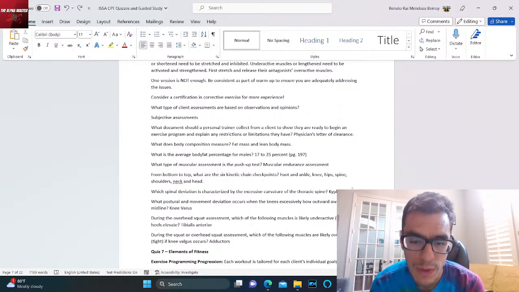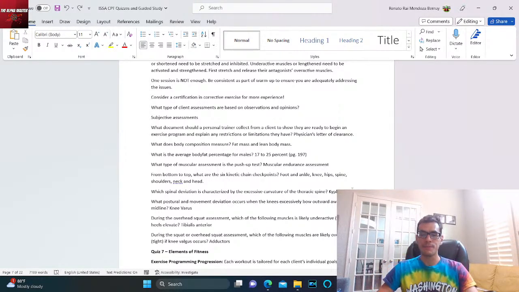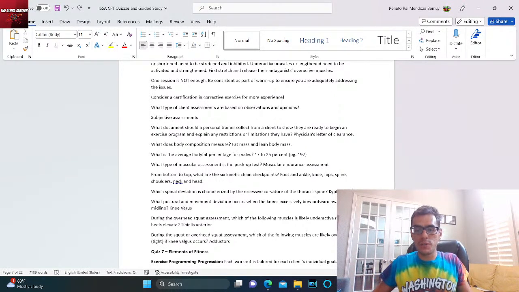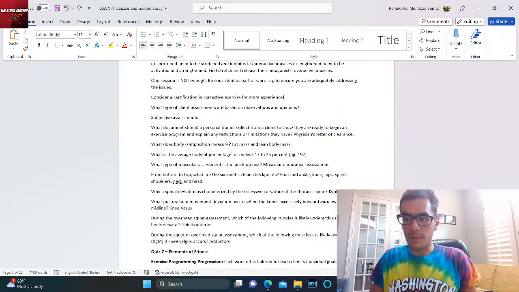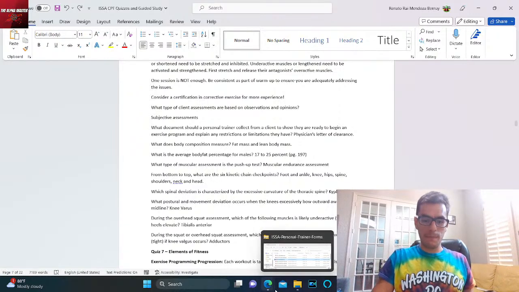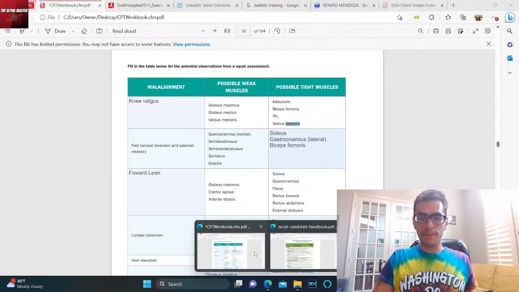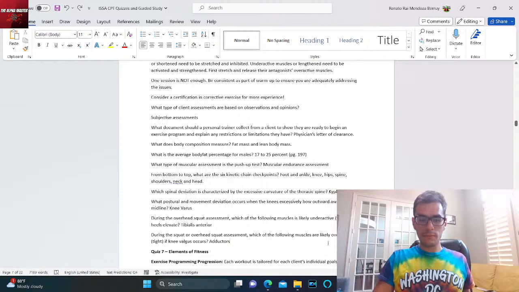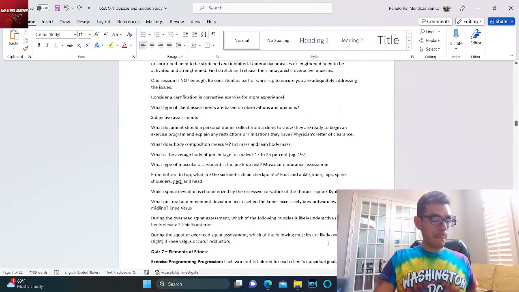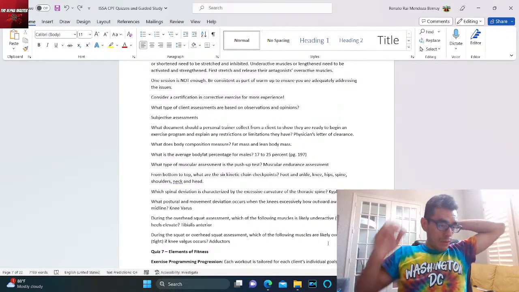What posterior movement deviation occurs when the knee is excessively bowed outward away from the midline? Knee varus. During the overhead squat assessment, which muscle is likely underactive, weak, if the heels elevate? It's going to be the tibialis anterior. Which are likely overactive, tight, if knee valgus occurs? It's going to be the adductors, because valgus is movement toward the midline. Also the biceps femoris, the TFL, and the vastus lateralis.